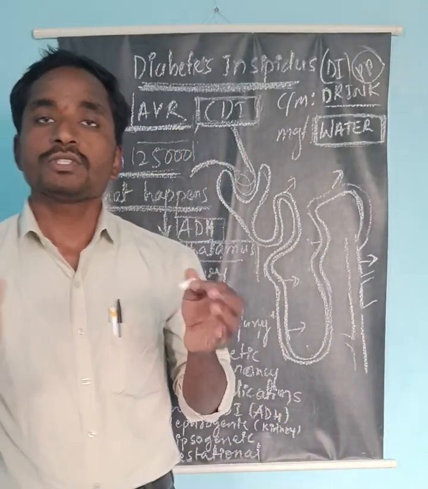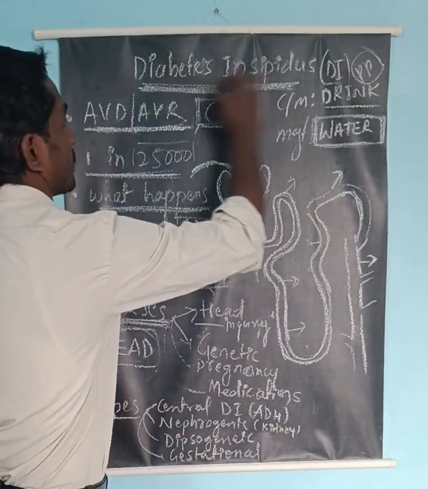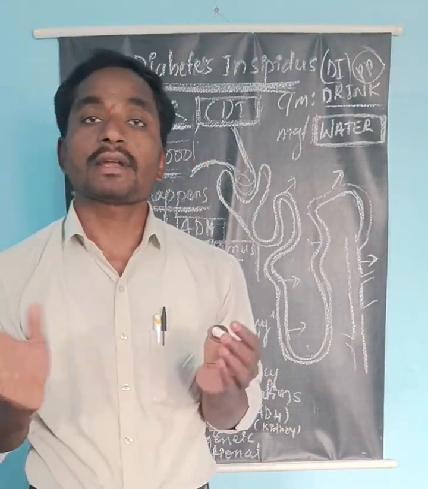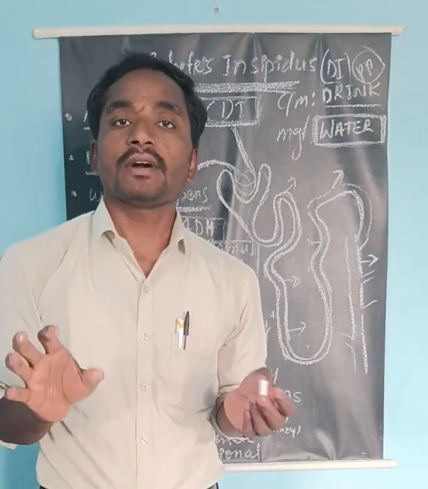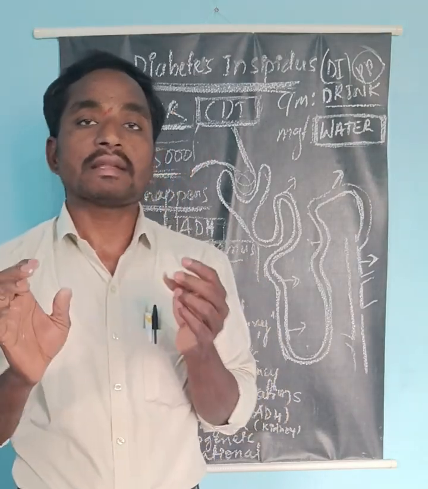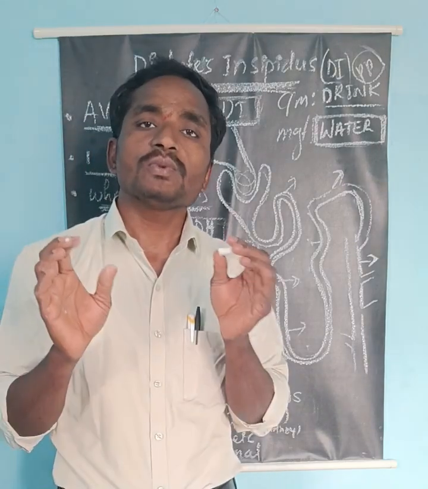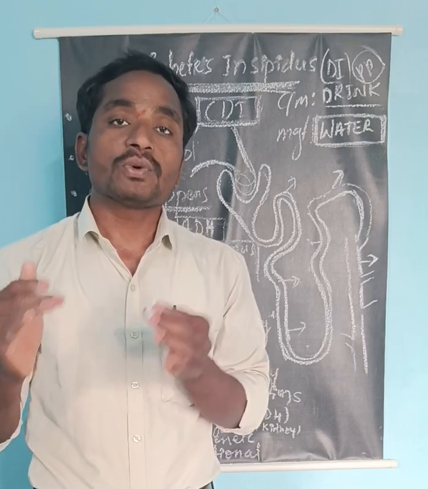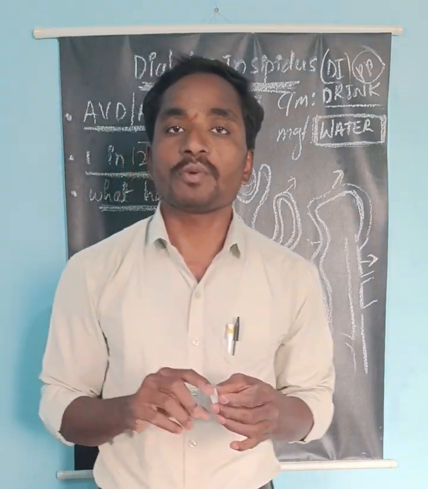Today we are going to deal with the most important topic, that is diabetes insipidus. Before going to diabetes insipidus, we should know some basic things related to antidiuretic hormone. The antidiuretic hormone we also call vasopressin or arginine vasopressin. It is synthesized in the hypothalamic nerve cells and stored in the posterior pituitary gland.